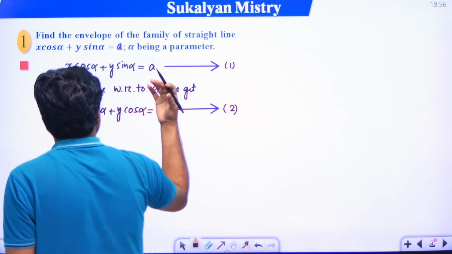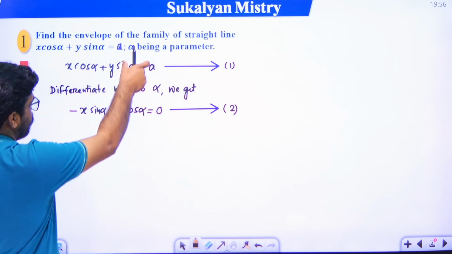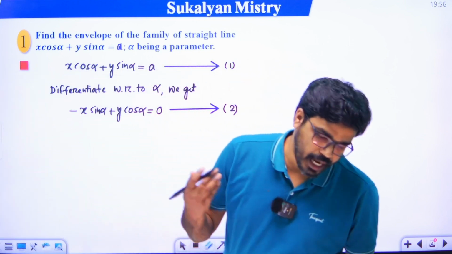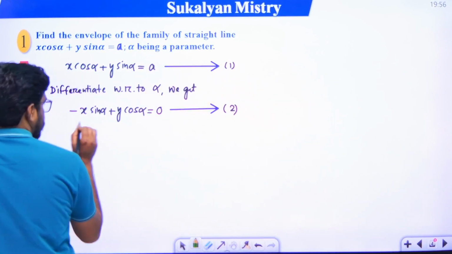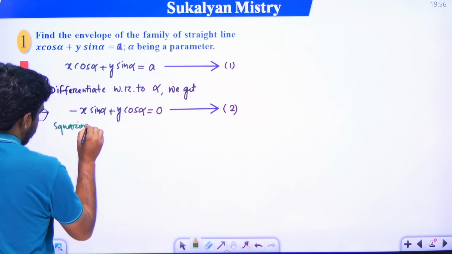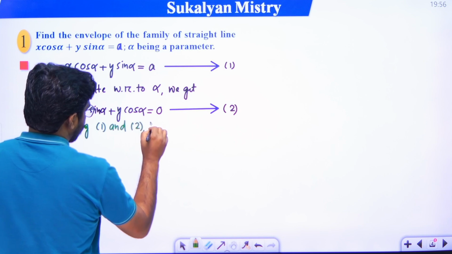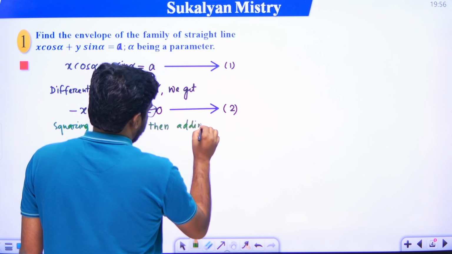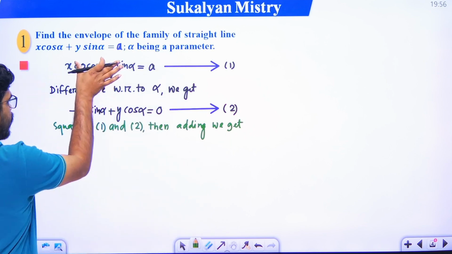Now we have to eliminate alpha from the given equation and this equation. Okay, just square them and add. Squaring 1 and 2 and then adding.